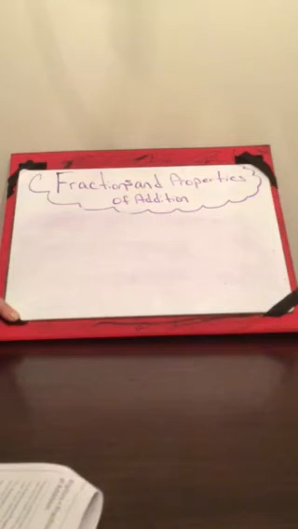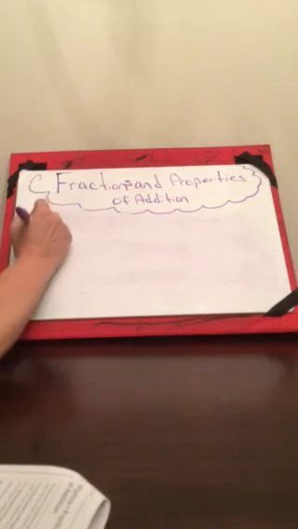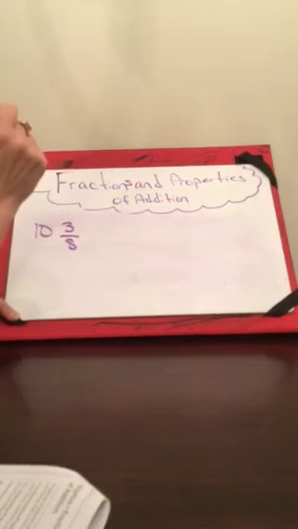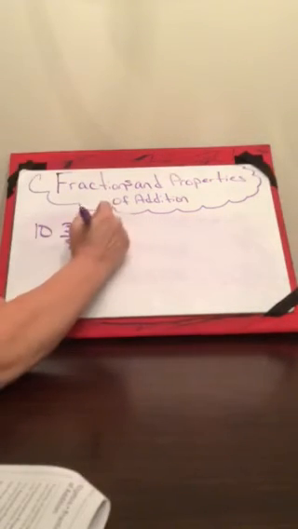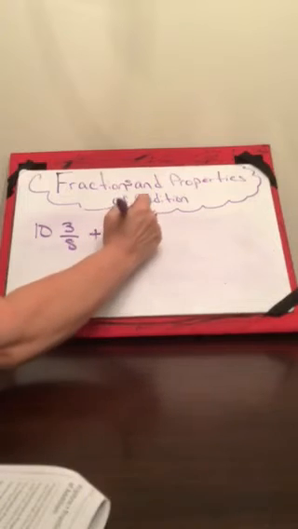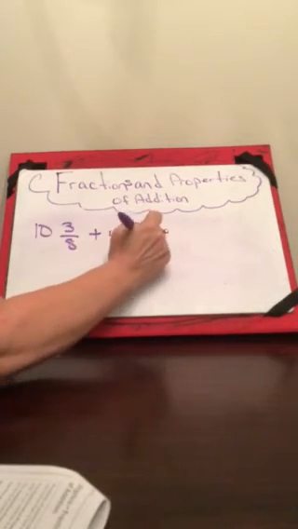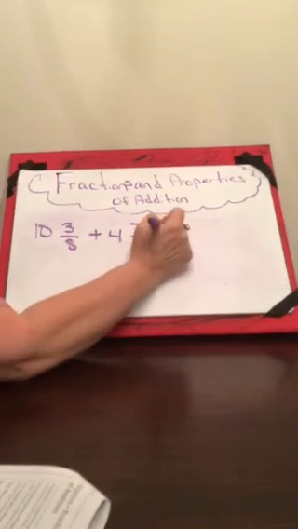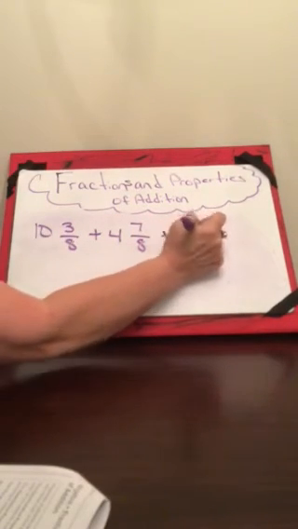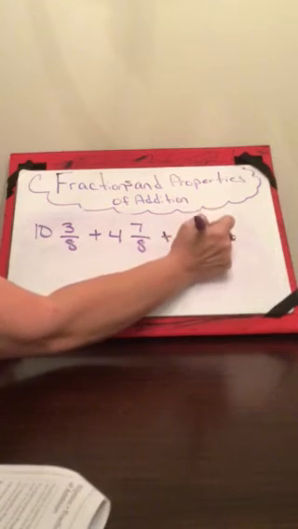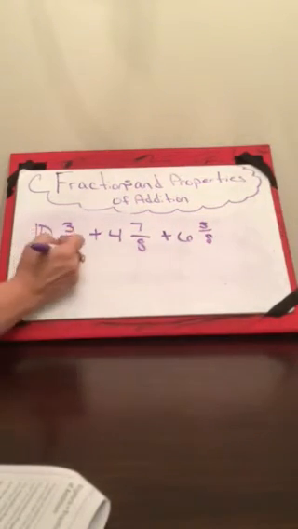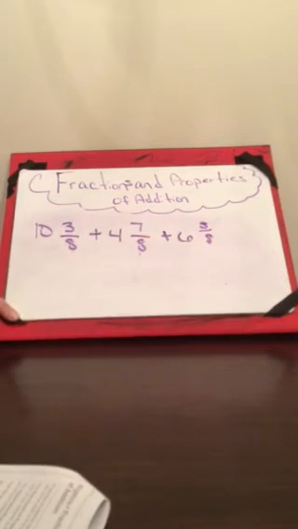And we're going to add, let's look at 10 and 3/8. And we're going to add that to 4 wholes and 7/8. And we're also going to add the fraction 6 and 5/8. 6 wholes and 5/8. I don't have to worry about coming up with a common denominator because all my denominators are 8s. So we're dealing with 8s.